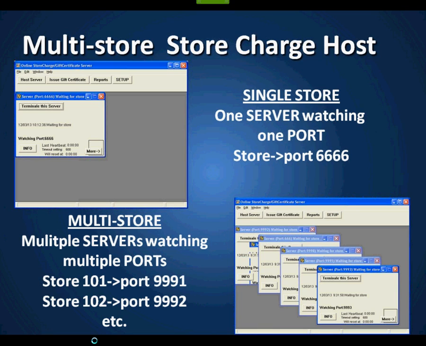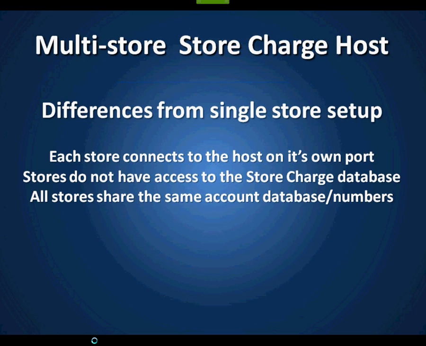So in the example you see there, Store 101 is going to connect to port 9991, Store 102 is going to connect to 9992, or whatever you want to set them up to be. A couple other things that are different between multi-store and single store: in a multi-store situation, the stores do not have access to the store charge database. They can't look up customers, they can't change credit limits, they can't do anything. It's just like a credit card.